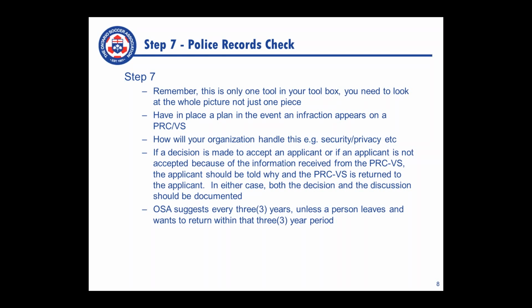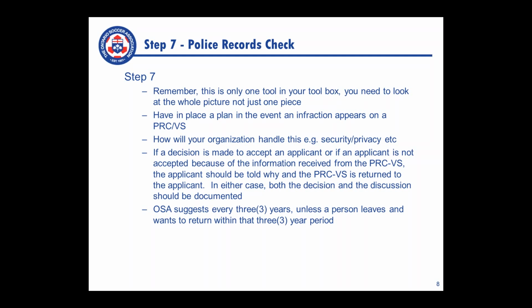Have a plan in place in the event an infraction appears on the PRC. This is where your additional special committee will review applications with questionable infractions. Not ones that are clearly not acceptable, for example, sexual offense, but ones that may fall within a gray area and the main selection panel is not able to make a decision. We do not recommend that this type of situation go before the board of directors for a decision.